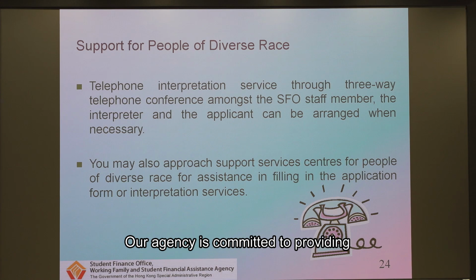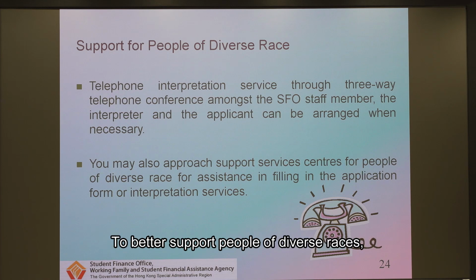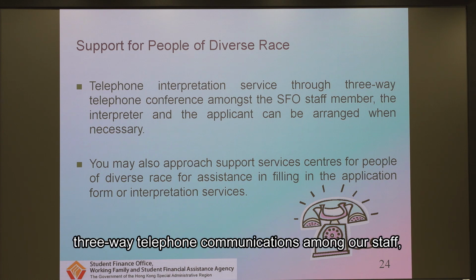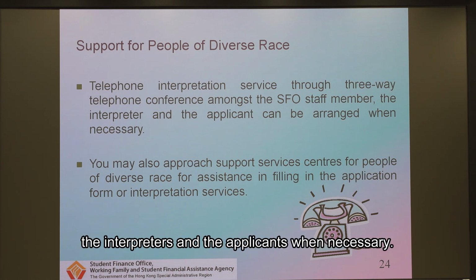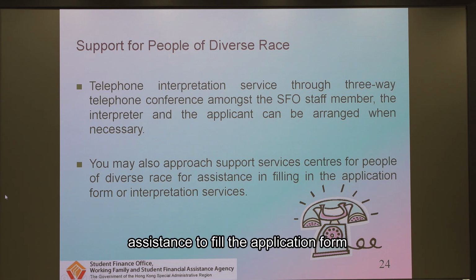Our agency is committed to providing all possible assistance to people of diverse races so that they will have equal opportunities to apply for the applicable financial assistance. To better support people of diverse races, interpretation services are provided through 3-way telephone communications among our staff, the interpreters, and the applicants when necessary. You may also approach support centers for assistance to fill in the application form or to use our interpretation services.